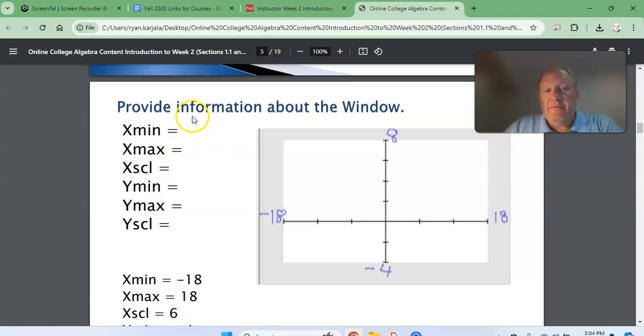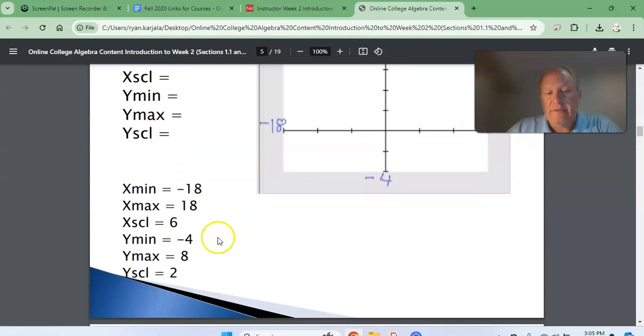So on this one, it says provide information about the window. So the x-min would be negative 18. The x-max would be 18. The scale appears to be 6, 12, 18. So the x scale would be 6. The y-min is negative 4. And the y-max is 8. So it looks like the y scale would be 2, 4, 6, and 8. And there are the answers right there.